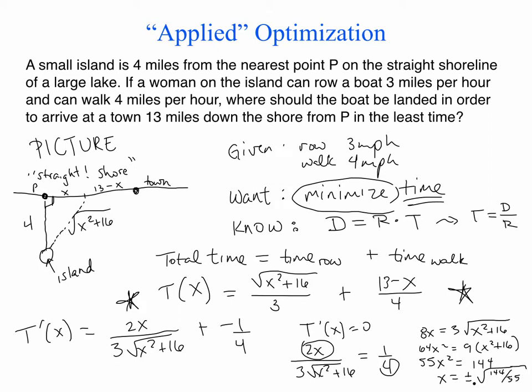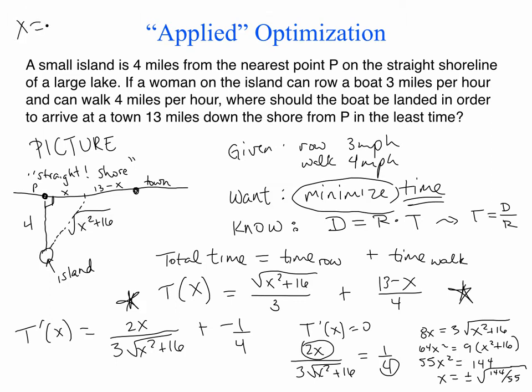Now, you get two answers: a positive x value and a negative x value. What would the negative x value mean in this problem? You row away from the town. That's not going to minimize time, right? That would be bad. So we're going to take the positive x value as the most likely candidate for where our minimum will occur and test that x value.